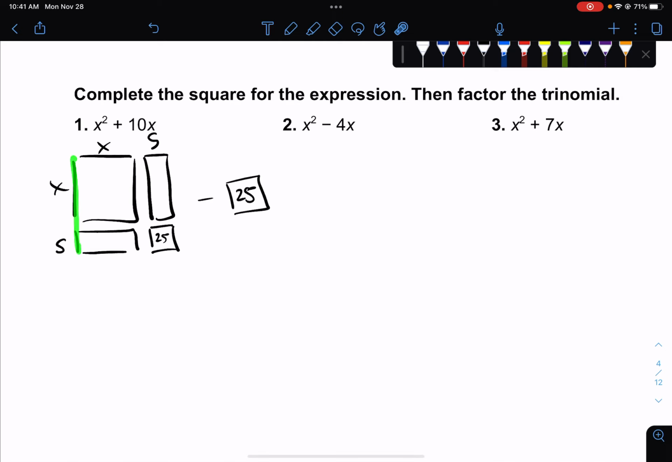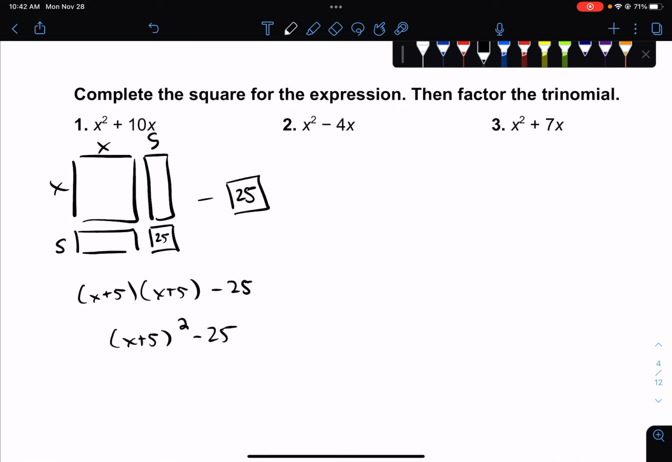So my square, this big one right here, is x plus 5 tall, and it's x plus 5 wide, and then I have to minus that 25 square that I added. So I get x plus 5 squared minus 25.